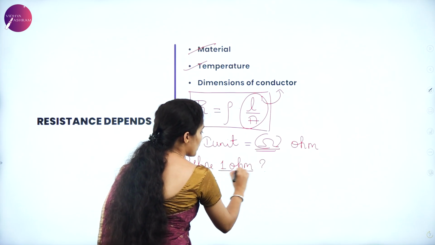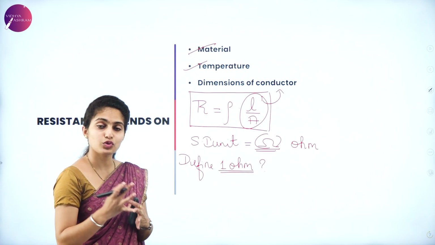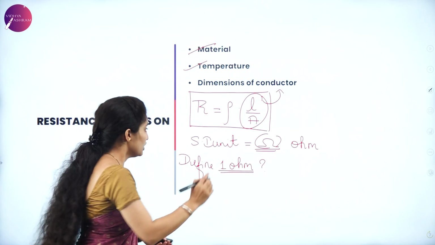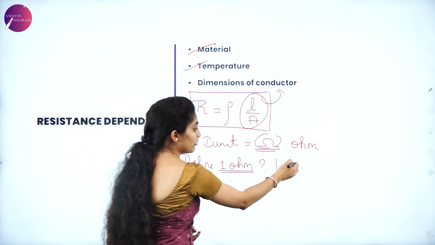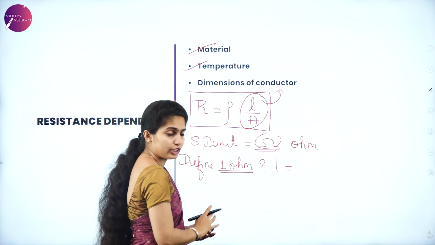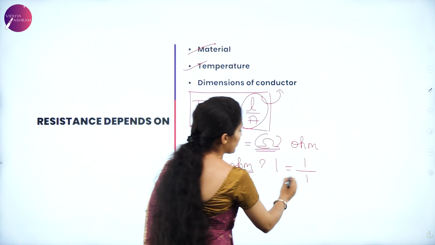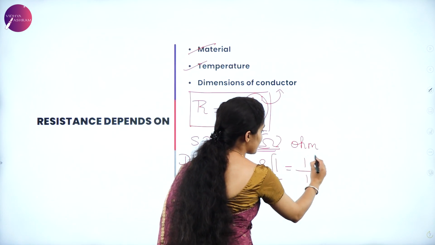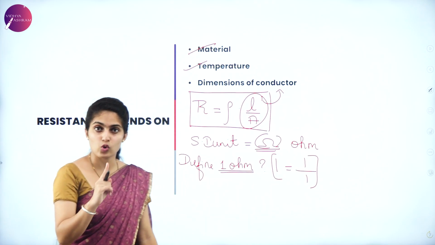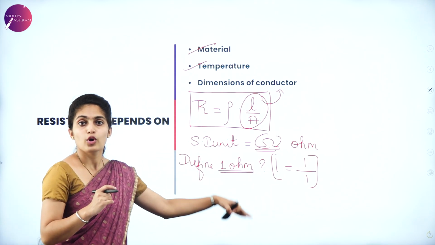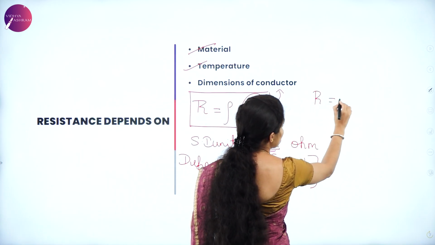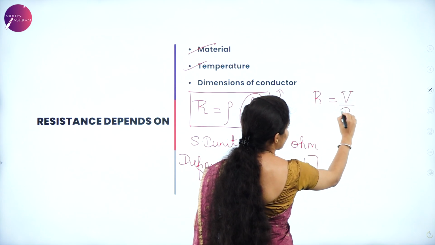1 ohm. What is 1 ohm? Ohm is a unit of resistance. So we have to define when the resistance R will be 1. It can be 1 when one number divided by another number of the same value, or 1 divided by 1, gives you 1. This is just rough work to understand when you can call resistance 1 ohm. So define 1 ohm: 1 ohm is defined by having the formula R is equal to V divided by I.